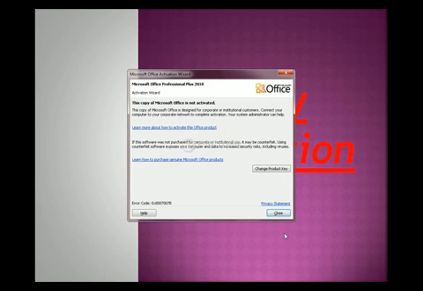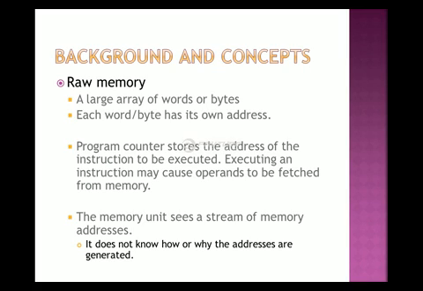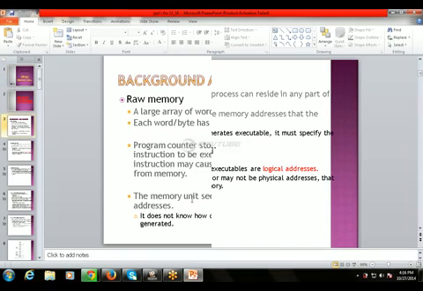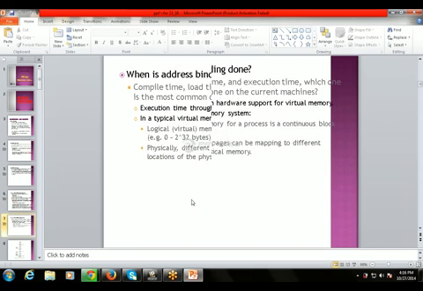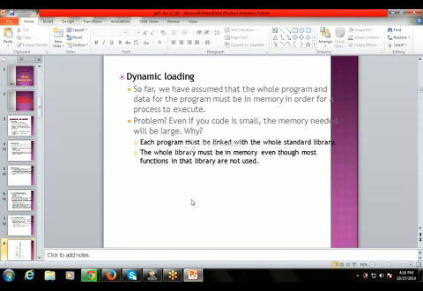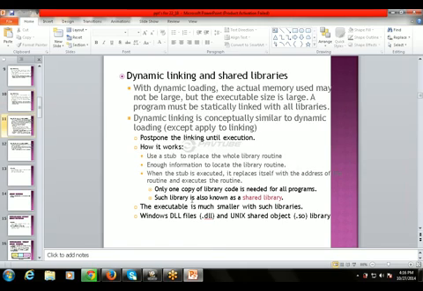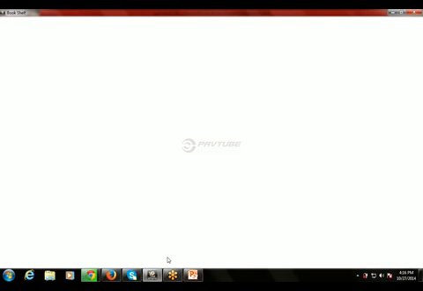In the last class we studied memory protection and how memory is protected with the help of virtual memory. We studied what raw memory is, a large array collection of words and data. Address binding, that is the mapping of addresses, and how compilation work is done, that is dynamic loading. We discussed this with the help of the book, so let's see it in the book also.